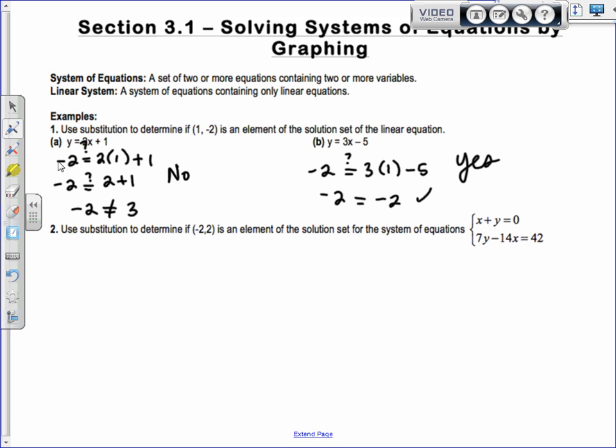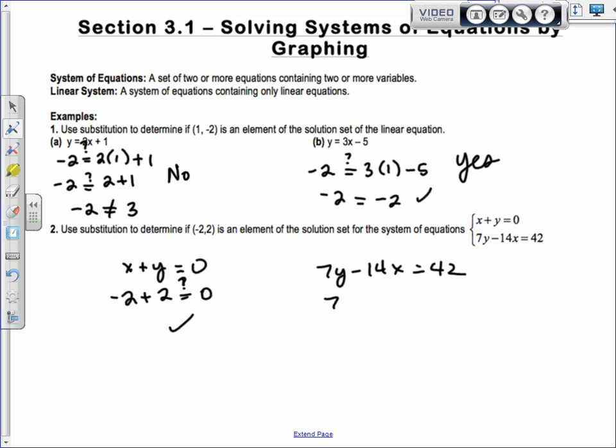It says use substitution to determine if (-2, 2) is an element of the solution set. Now we have to check it in both of them. I'm going to check it in x plus y equals 0, and I'm going to check in 7y minus 14x equals 42. So I'm going to plug in (-2, 2). -2 plus 2, is that equal to 0? That works.